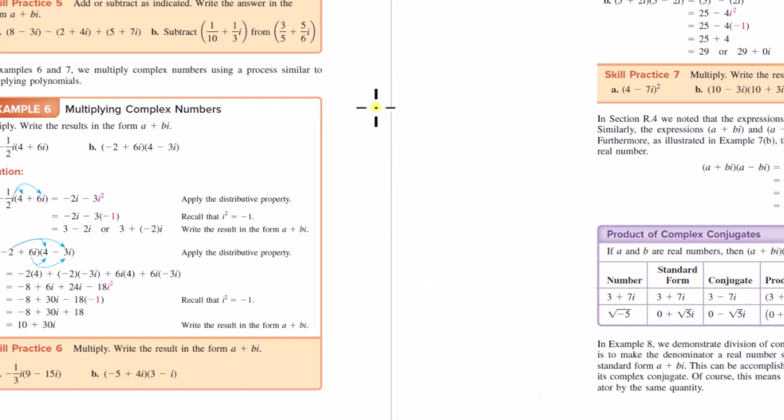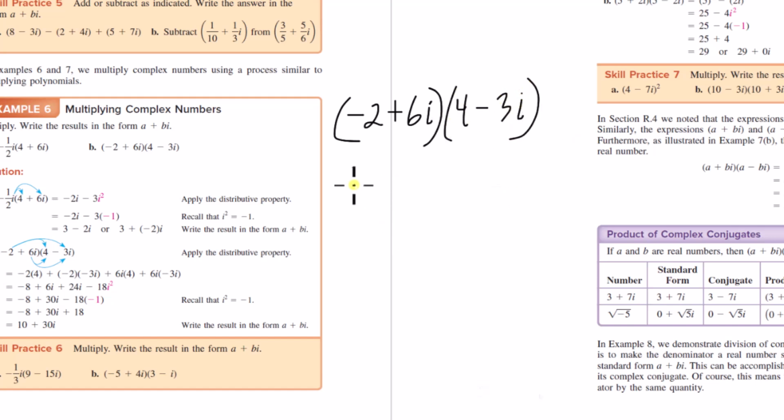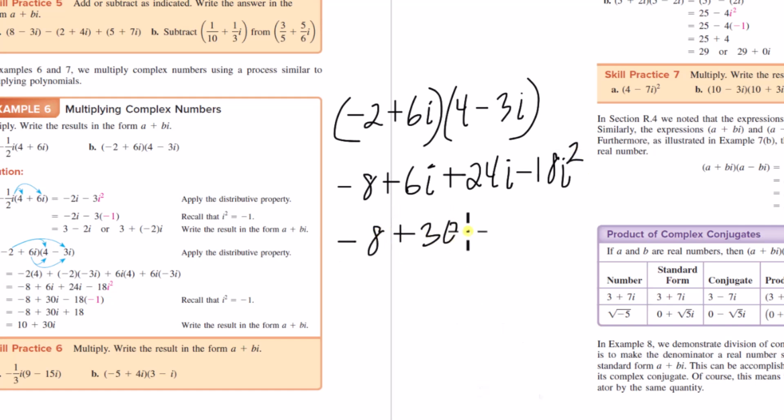Okay. What about minus 2 plus 6i times 4 minus 3i? We'll just distribute. So minus 2 times 4 is minus 8, plus 6i, plus 24i, minus 18i squared. So minus 8 plus 30i plus 18. Minus 8 plus 18 is 10. And there we go.